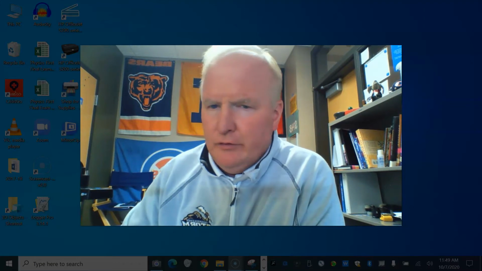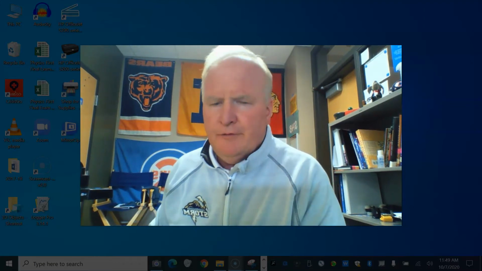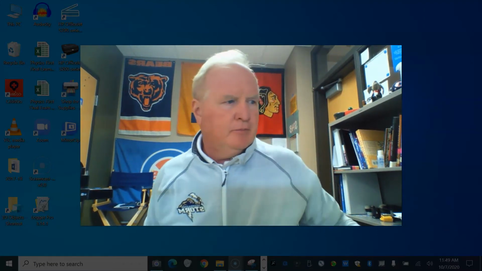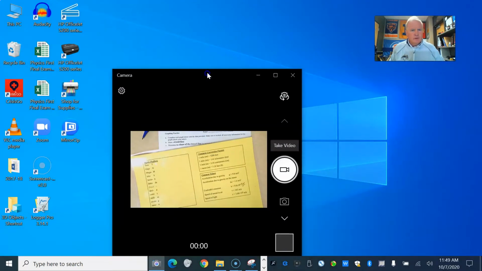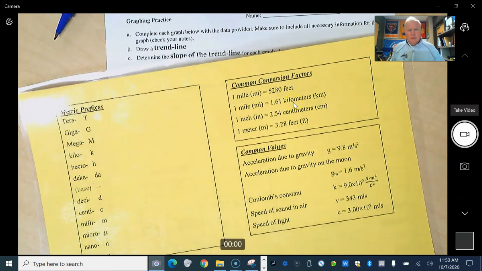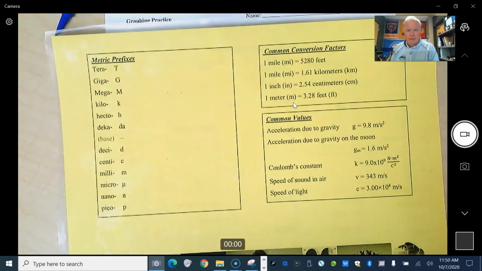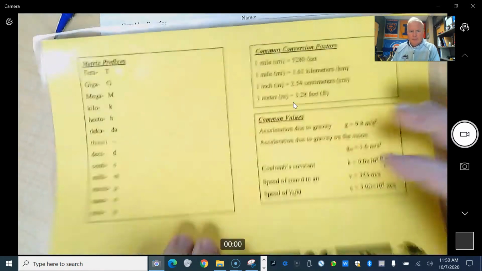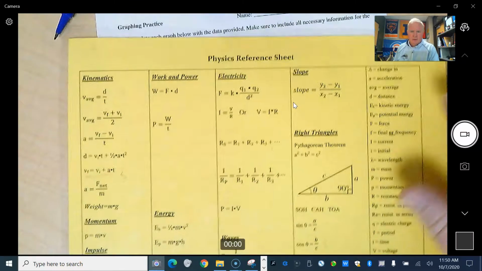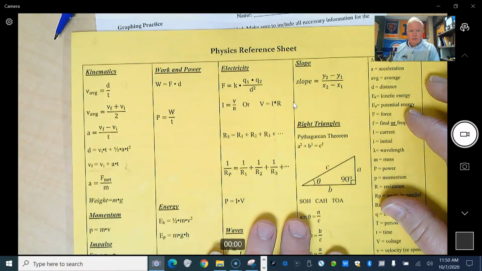So the first question is, how do we use the yellow sheet? I'll get myself up in the corner here and drag over my video. So here's our yellow sheet, and you have one in front of you. If you don't, ask your sub for it. You can see on this side, we have the metric system. And on this side, we have all of the equations that we're going to be using this year.